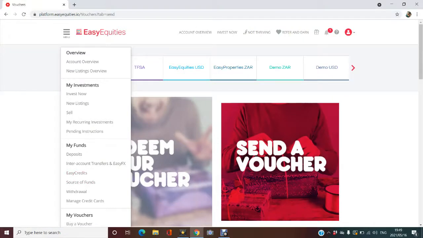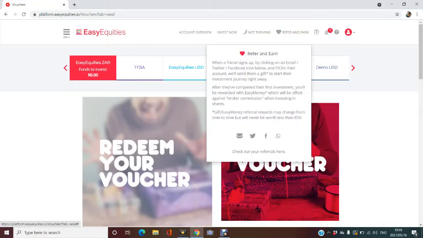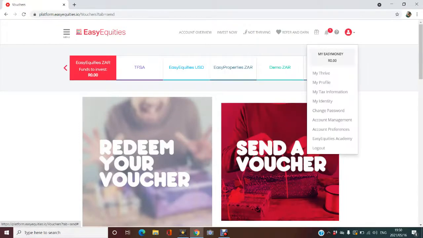There's a lot of other interesting features, like the refer and earn. So if you send a person a link through your WhatsApp, or through Facebook, Twitter, or via email, that link they can use to register, and automatically it will show that you referred them. And once they've put in their proper details, then you will receive 50 Rand on your EasyEquities account. But that money, you can't use it to actually invest with. It helps offset the statutory fees. I'm not sure if it's the broker fees or the statutory fees, but between the two. So it says broker commission. So it will reduce the broker commission that you have to pay, right? So those are the interesting things that you find on the EasyEquities app.